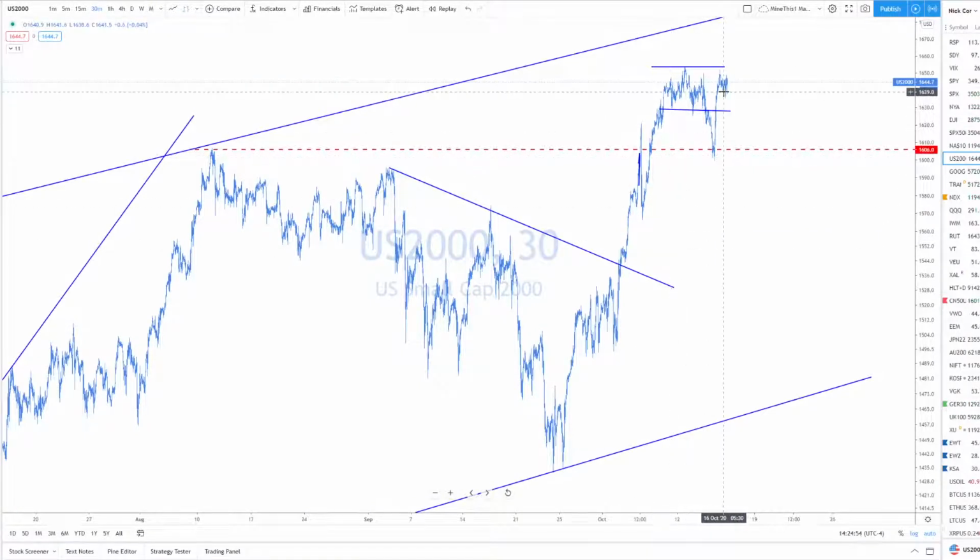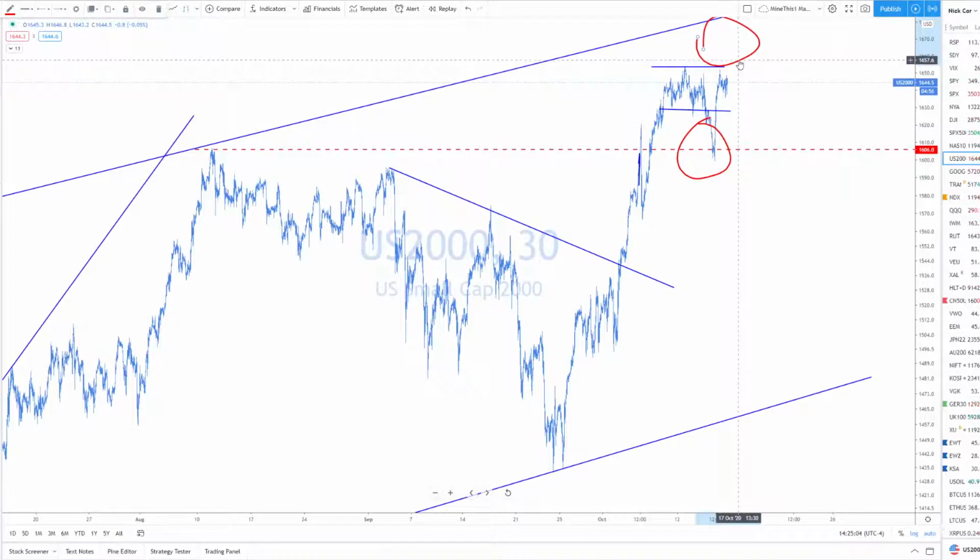Small caps, back into structure. Typically, this should resolve to the downside, right? If you break the bottom, you're gonna break the top. Break the bottom, break the top. Not doing a very good job of doing that. There's no follow through.